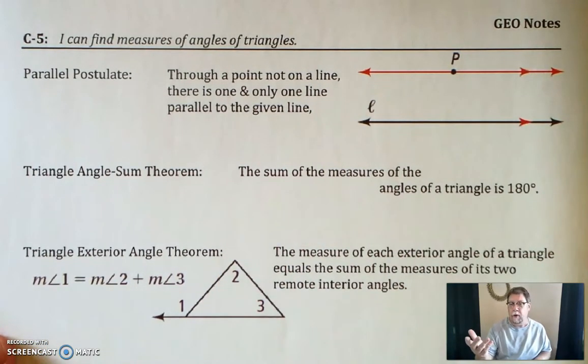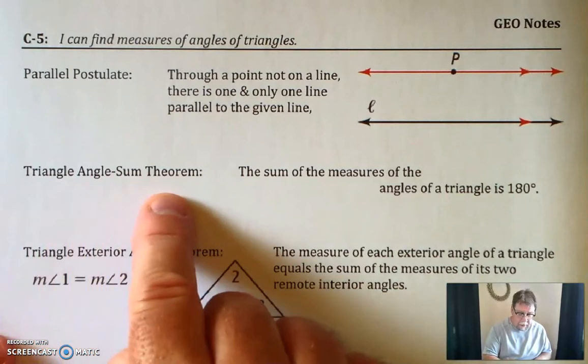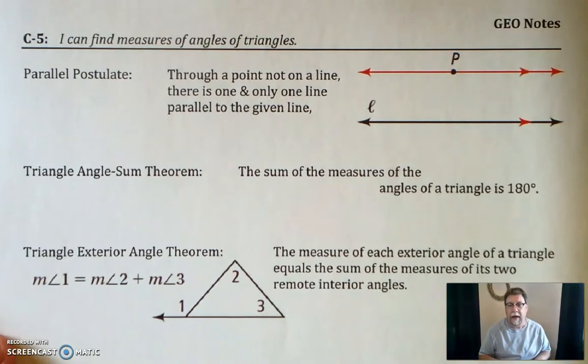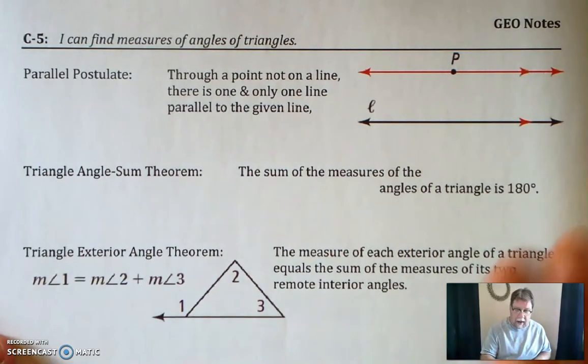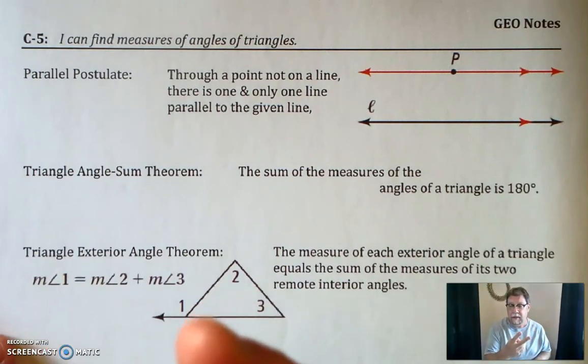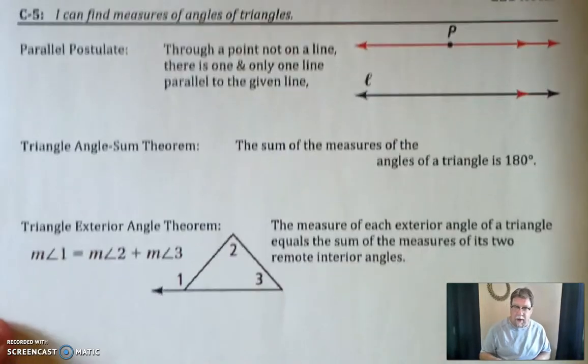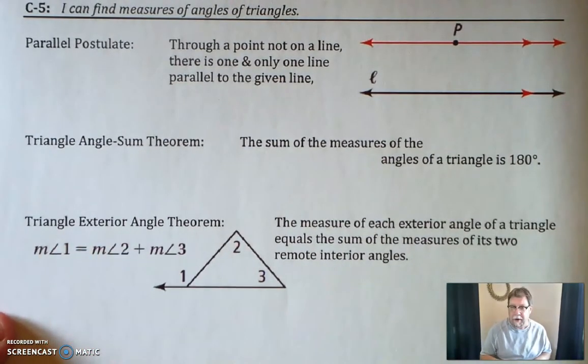Here's one that you've probably known for years, the triangle angle sum theorem. The sum of the measures of the angles of a triangle is 180 degrees. So naturally, what's nice to know is if you have two angles, you know the third angle automatically. And then the last one is the triangle exterior angle theorem.